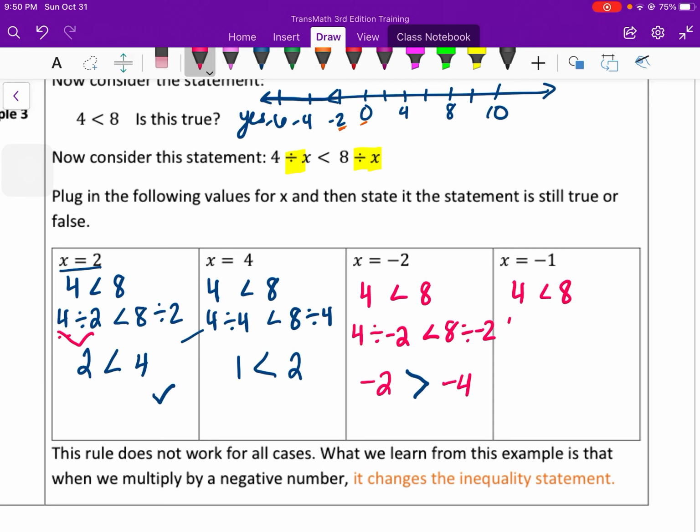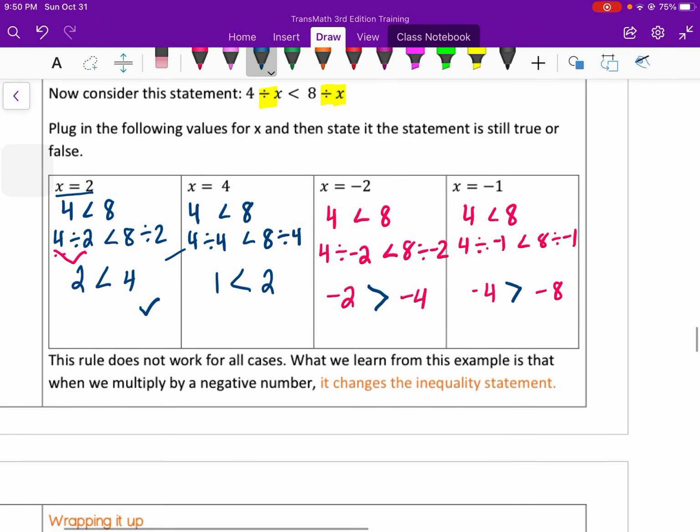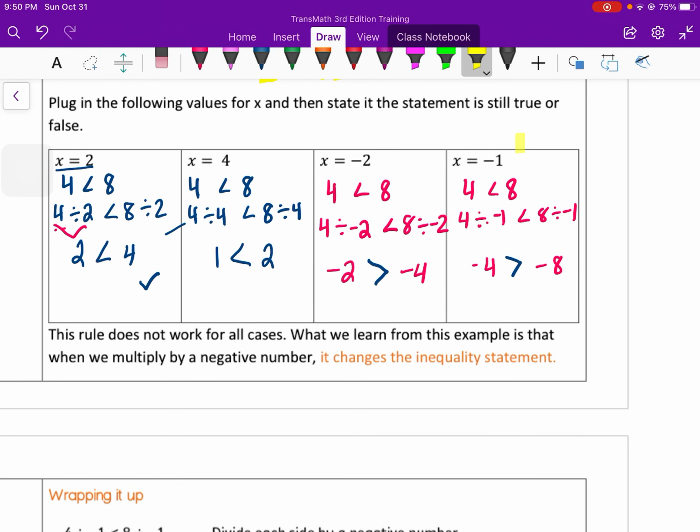4 is less than 8. So is 4 divided by negative 1 less than 8 divided by negative 1? Well, 4 divided by negative 1 is negative 4. 8 divided by negative 1 is negative 8. And negative 4 is actually greater than negative 8. So when you multiply or divide by negative numbers, you had to flip the inequality sign. So that is what I want you to get from this.